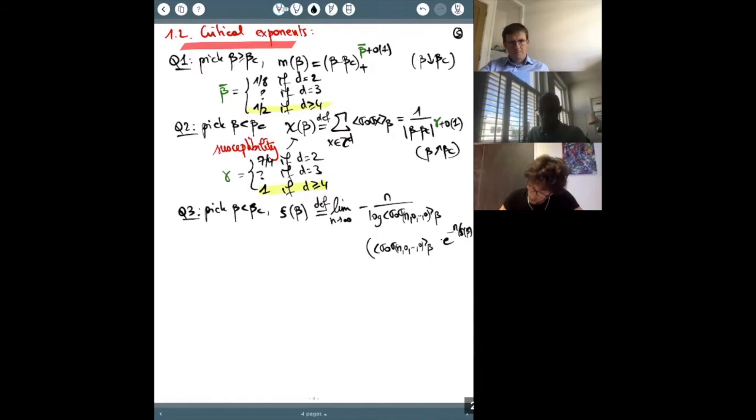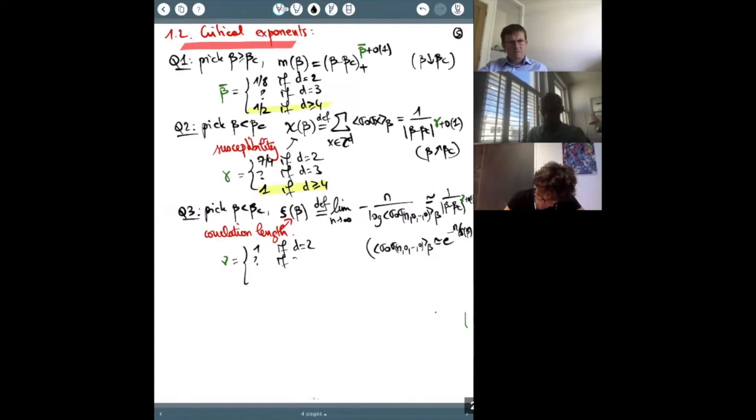So this is called the correlation length. This correlation length, again, has no reason to be finite, but in fact it is. And one expects that it behaves like 1 over beta minus beta c to the nu. So yet another algebraic decay. And the nu, again, as before, has a predicted value. This predicted value is going to be 1 if d is equal to 2. Again, no clue if d is equal to 3. And in higher dimension, it should be 1/2 for d larger or equal to 4, sorry. And again, notice that you have the same value for every d larger or equal to 4.